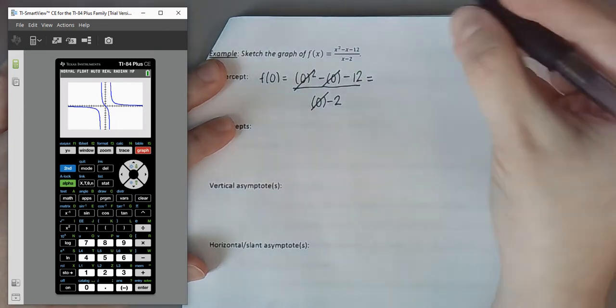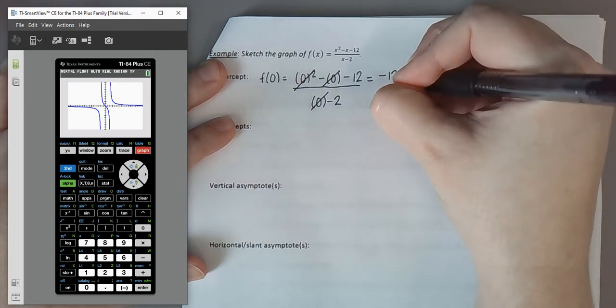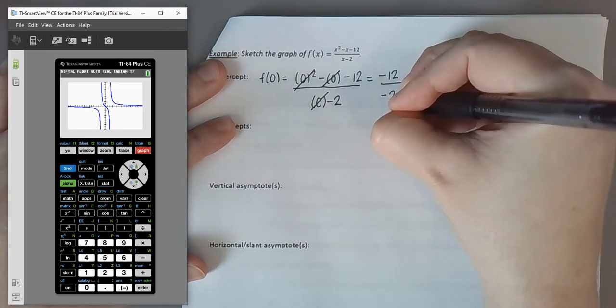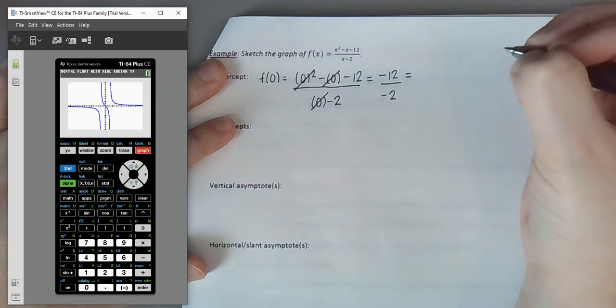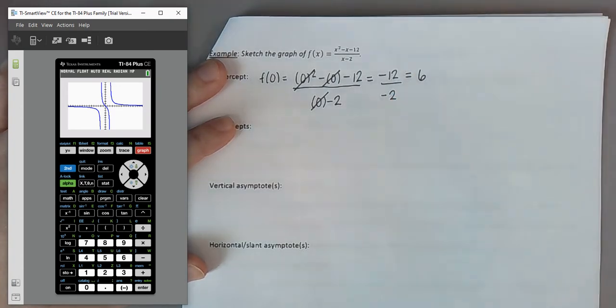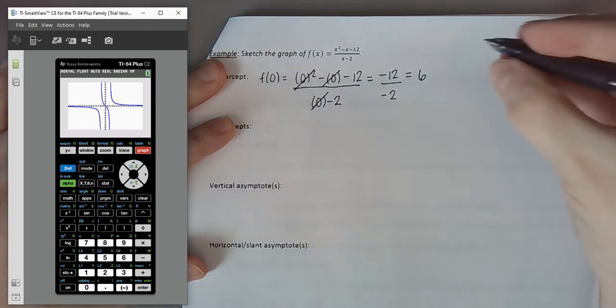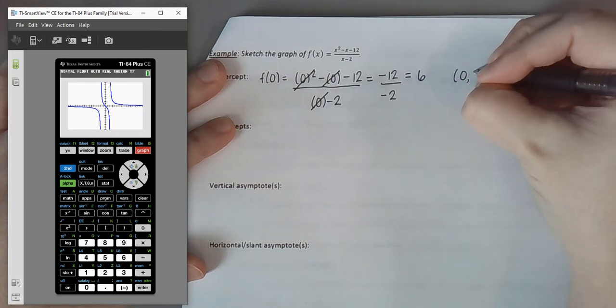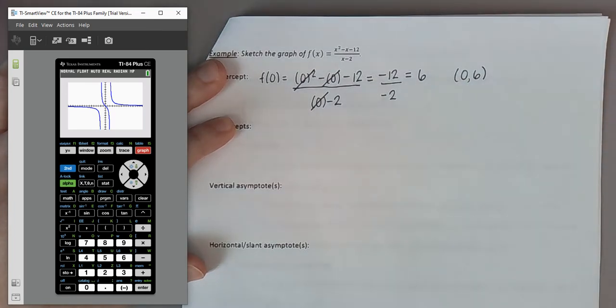Be very careful with your signs here. The numerator is -12. The denominator is -2. Those negatives become a positive. So we have a 6. So our y-intercept is going to be the point (0, 6).